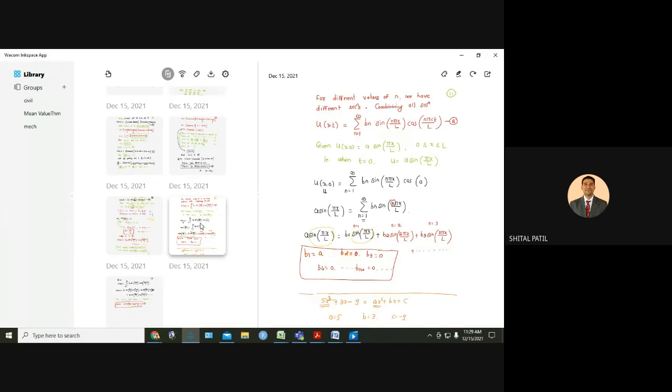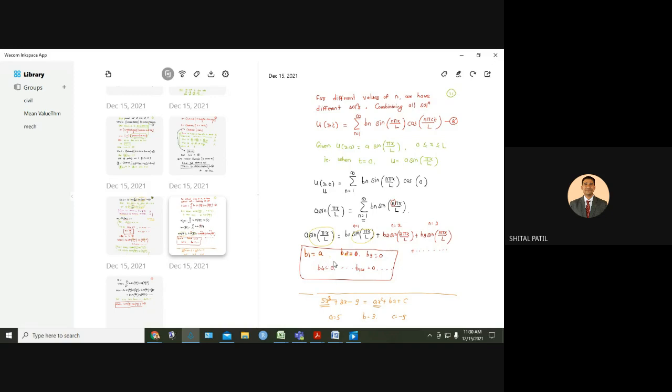Then we have to use the last condition, known as the functional condition. And that is u of x,0 equal to a sin pi x divided by L. So when t equal to 0, u is a sin pi x divided by L. That we have done in the next step. Cos of 0 is 1. So we got this relation. Then this is expanded. We know it very well. Then the terms on both sides are compared.